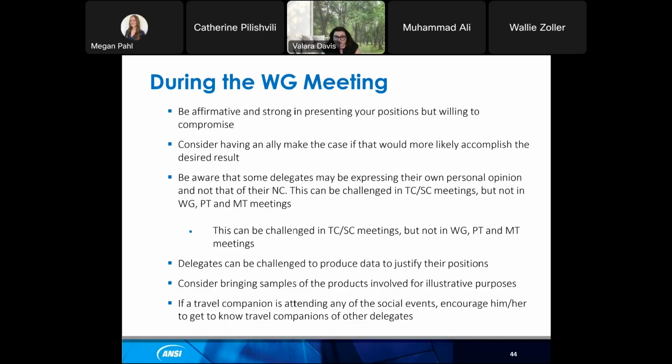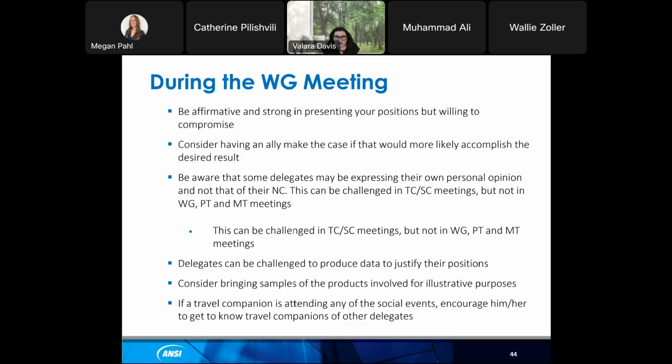So delegates can be challenged as well to produce data to justify positions. If you are presenting a position, make sure that you have all the information ready to answer any questions. And you can consider bringing samples of products to illustrate the purpose of your position paper. Sometimes these are engineers, so they want to look at the product and see what you're talking about in order to help move that position forward.